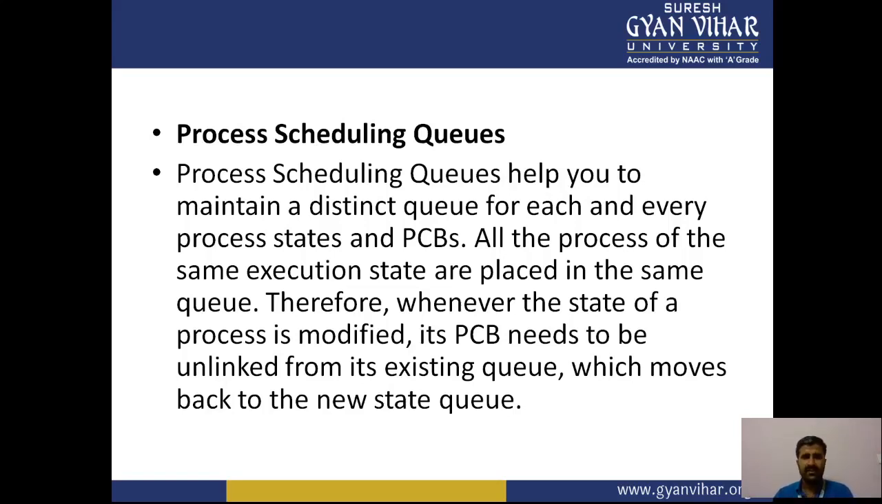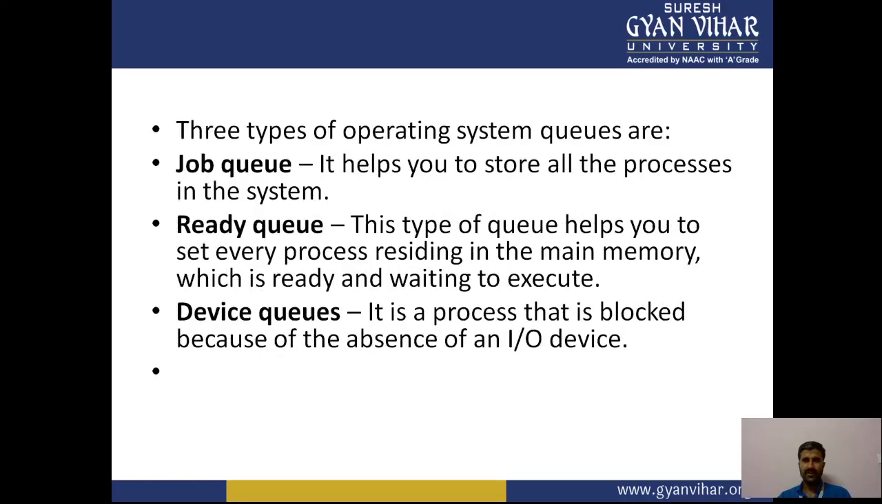So basically, the process scheduling queue helps to maintain distinct queues for the process control blocks, PCBs, and all the processes of the same execution state are placed in the same queue. Whenever the state of a process is modified, its PCB needs to be unlinked from the existing queue so it can move from the previous to a new state queue. So this is all about the scheduling queue.